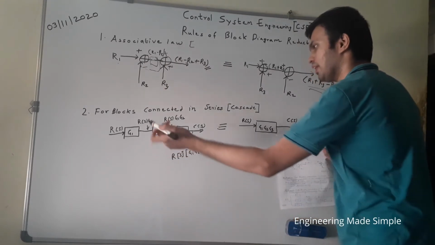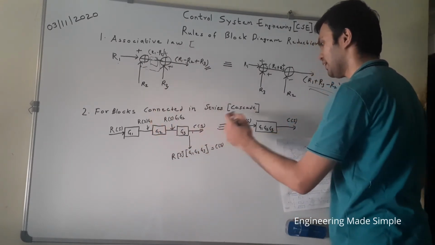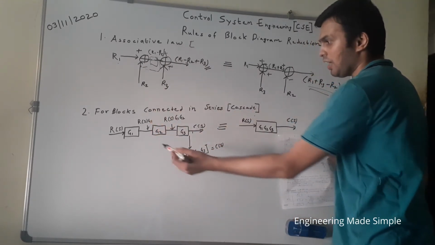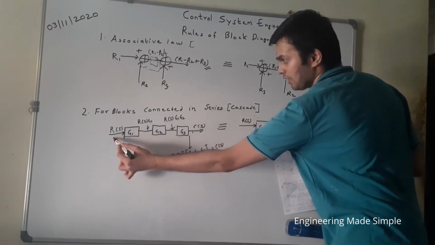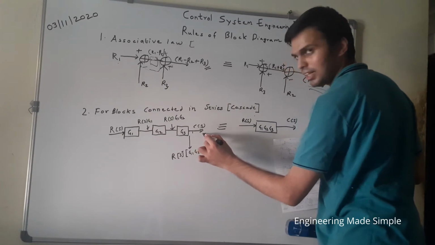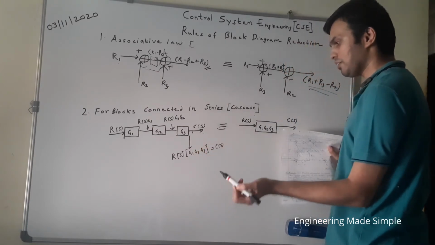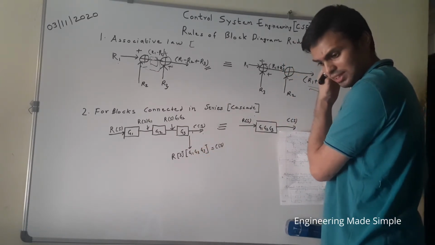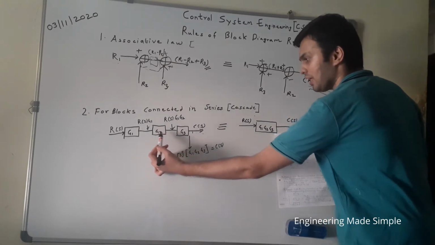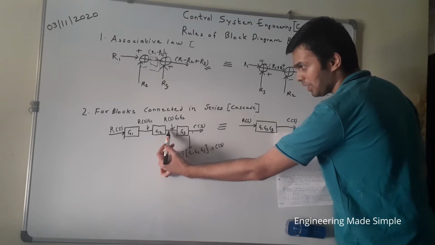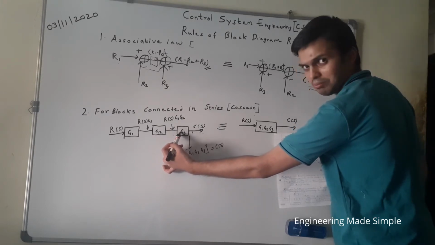So now the next rule is for blocks connected in cascade or series. As you can see, there are three blocks connected. This is the input signal, that is R of S. This is the output signal, that is C of S. We are interested in finding the transfer function, which is C of S upon R of S. So here the blocks are directly connected and there is no takeoff point or any summing junction in between these two.